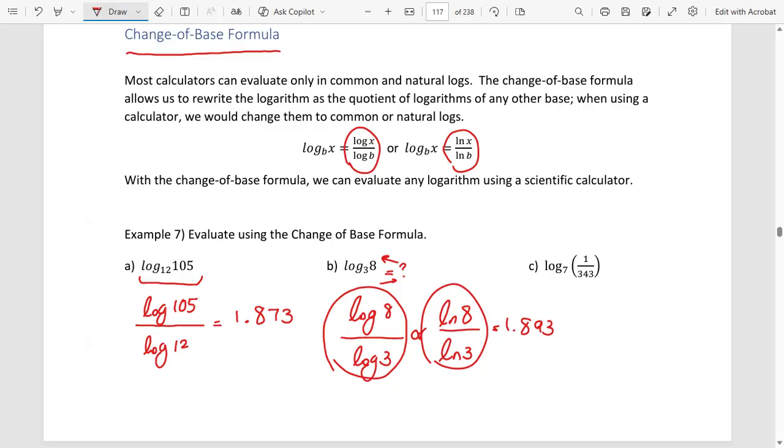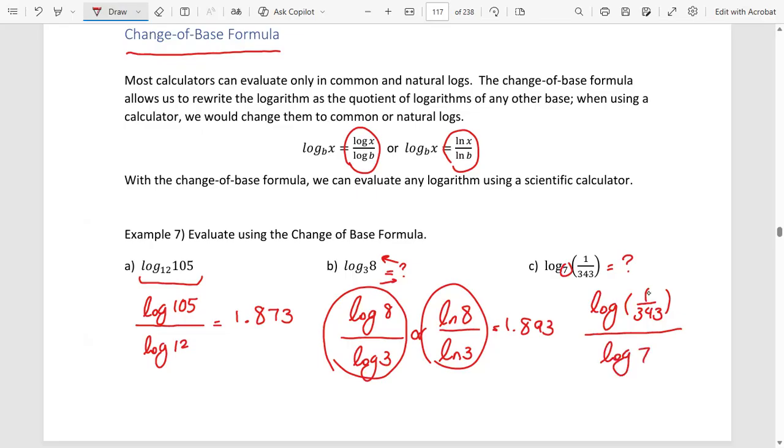And the last part, you want to know what power of 7 is 1 over 343. I don't know. I have to use a calculator. But for the calculator, I need to change the base to 10 or to e, because in the calculator, we only have two keys, log and ln, one of them base 10, one of them base e. So I'm going to use the change of base formula. The log of 1 over 343 divided by the log of 7.